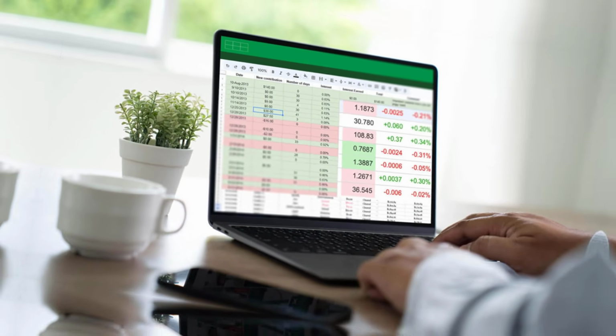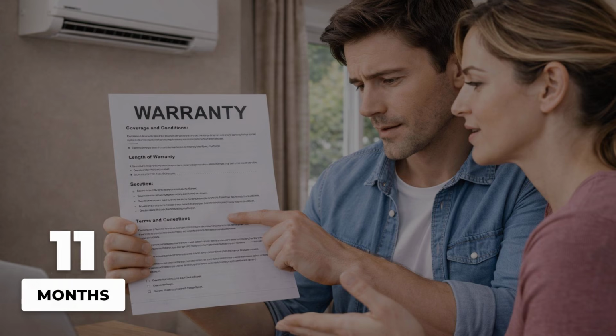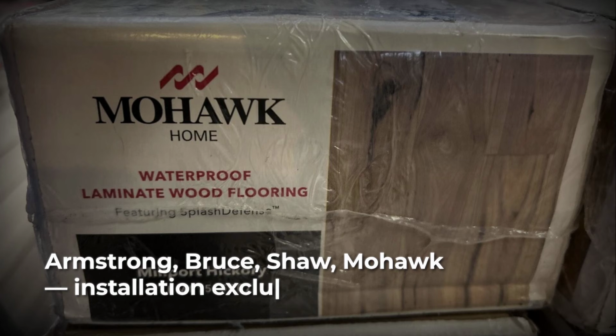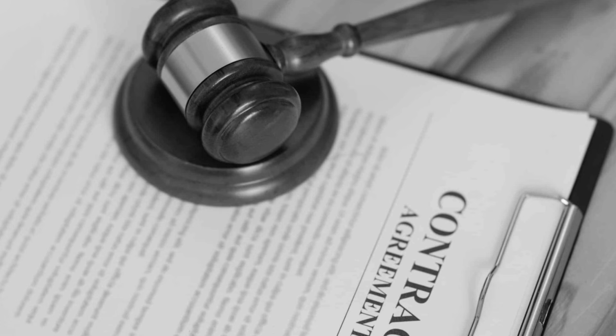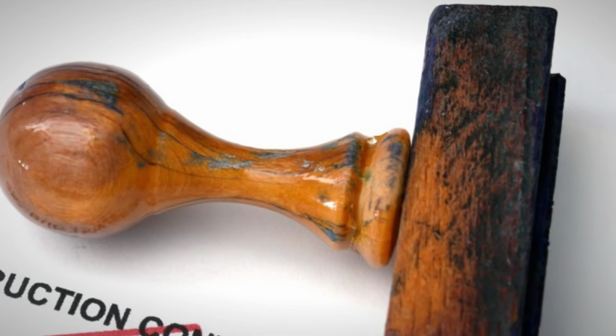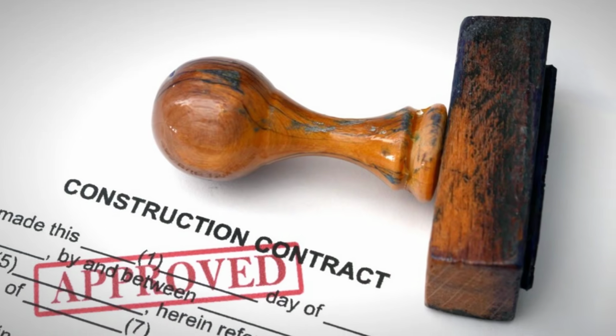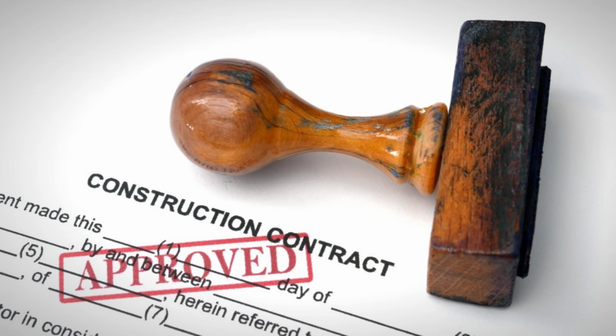Here is the financial structure of this failure, and specifically, why the timing of when it appears is not accidental in relation to the timing of when your recourse expires. The flooring contractor's standard labor warranty in the residential market is 1 year from installation completion. Armstrong, Bruce, Shaw, and Mohawk, the 4 largest hardwood flooring manufacturers in the U.S. market, all include language in their product warranties stating that failures caused by improper installation, including failure to acclimate to manufacturer specifications, are excluded from coverage.